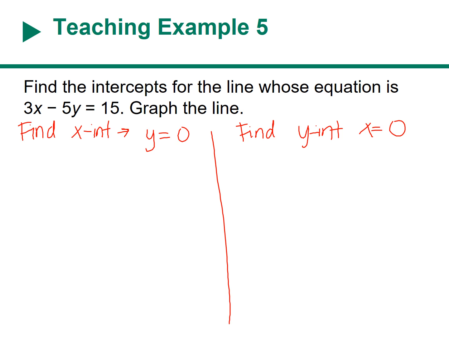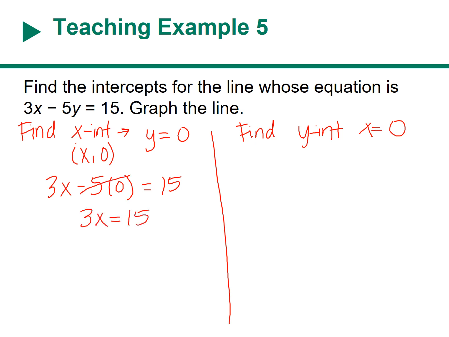So, to find my x, I'm going to let y equal 0. The reason is that the intercept is x comma 0, right? So I'm going to plug in. We have 3x minus 5 times 0 equals 15. What happens to 5 times 0? It cancels out. I'm left with 3x equals 15. So what is x? x equals 5. So my intercept is at 5, comma, 0. Was that terrible? That was very easy.